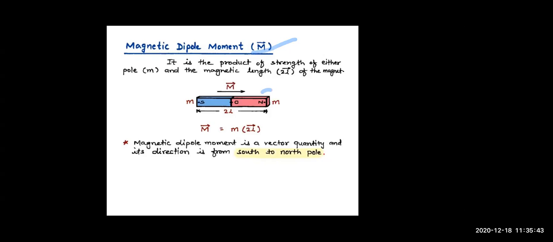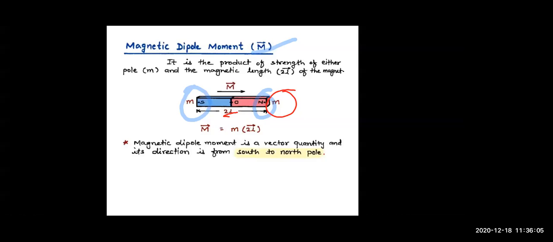Here we know that the strength of both the magnets, both the poles, north pole and south pole, is the same. The strength we are indicating with small m. As you can see, the strength of the north pole is m, small m, and the strength of the south pole is also m, right? And the distance between them, we know, is the magnetic length, that is vector 2L.